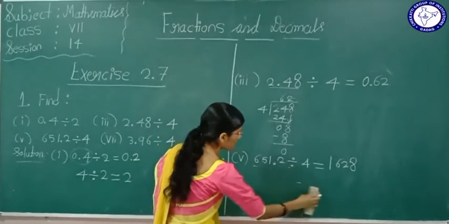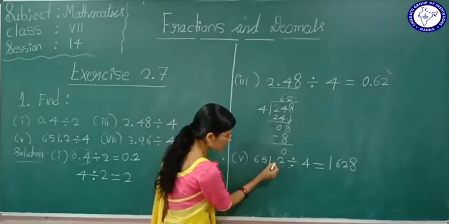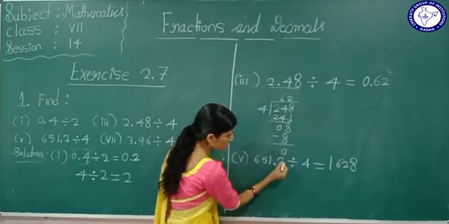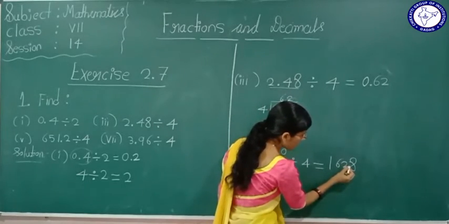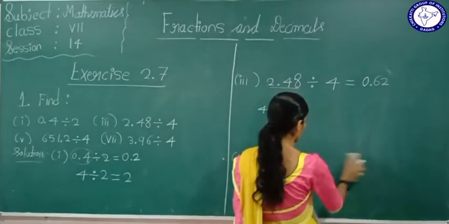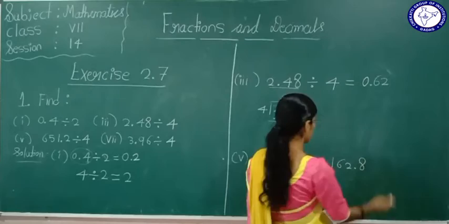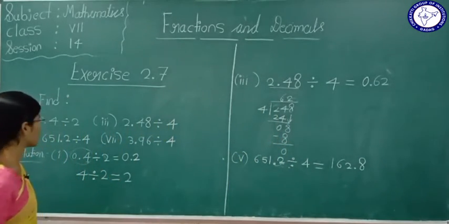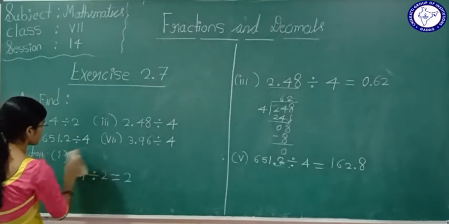1628. Now see here, students, after this decimal point, how many digits are there here? 1. From the back side, after one place you put the decimal point, it will be 162.8. Okay, this is about the fifth one. Now we will see the seventh one.